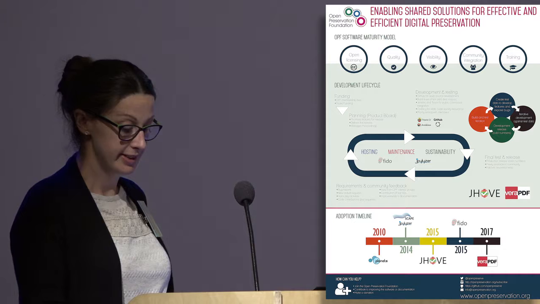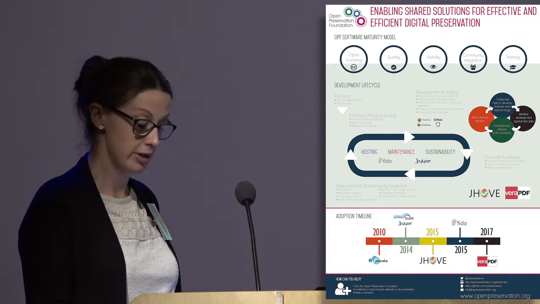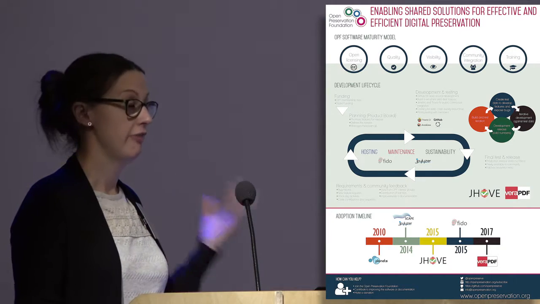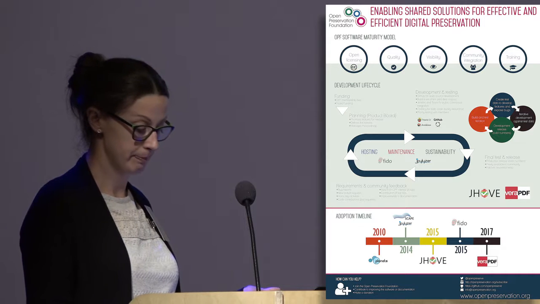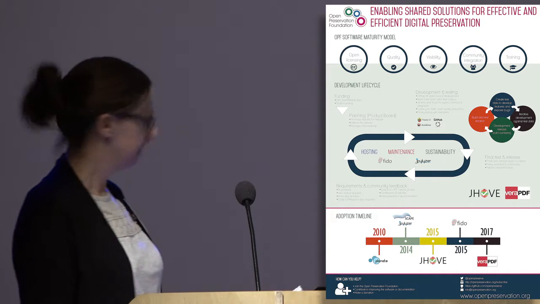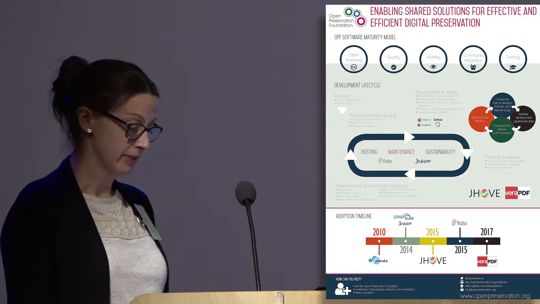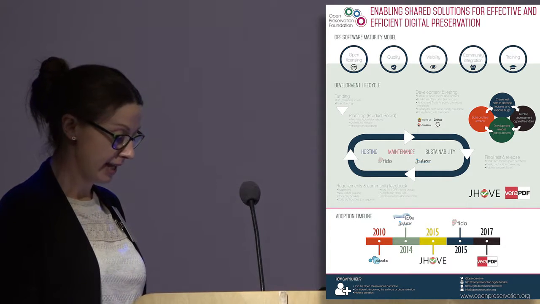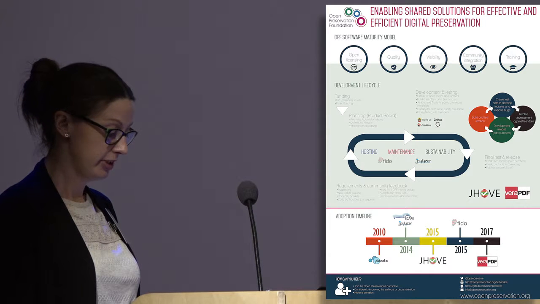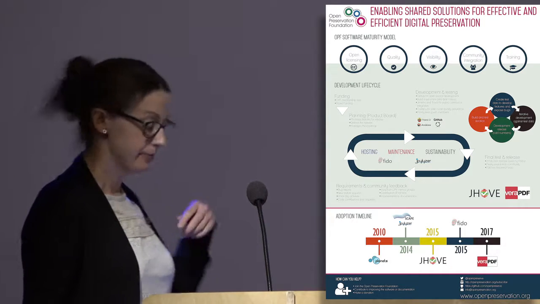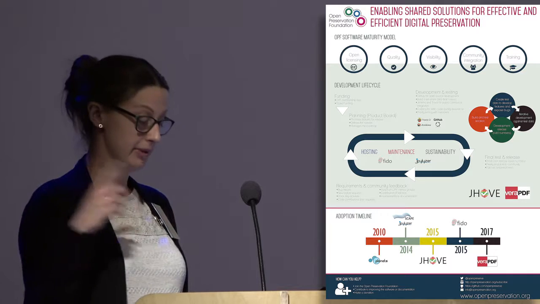The third is visibility. We make all of our code available on GitHub, and we try to build a set of open test data that people can use. And then finally, we've got community integration, so raising awareness about the software to build an active community, and training to help people understand and use the software. The second part of the poster looks at our development lifecycle.